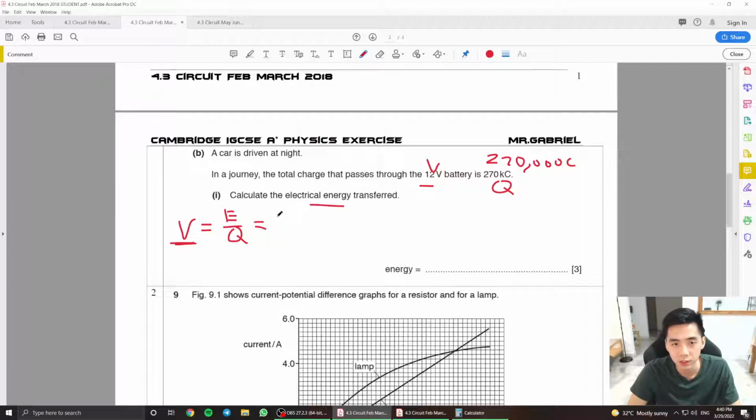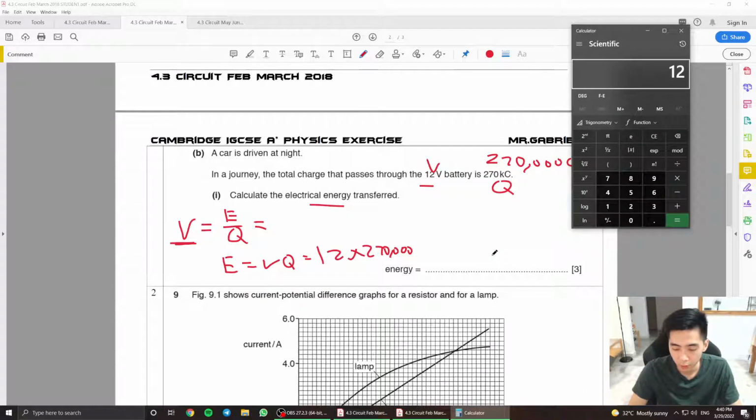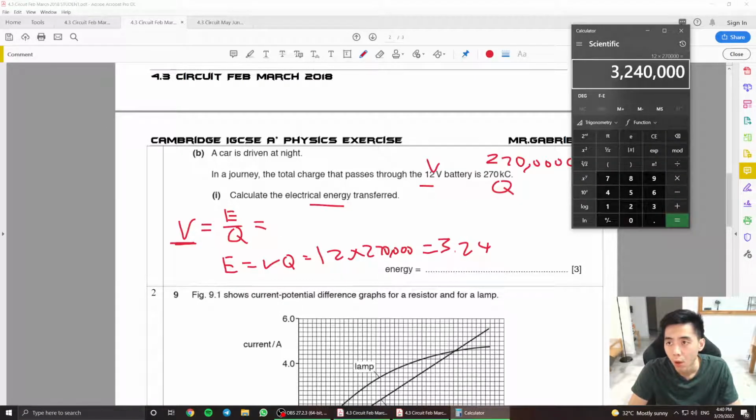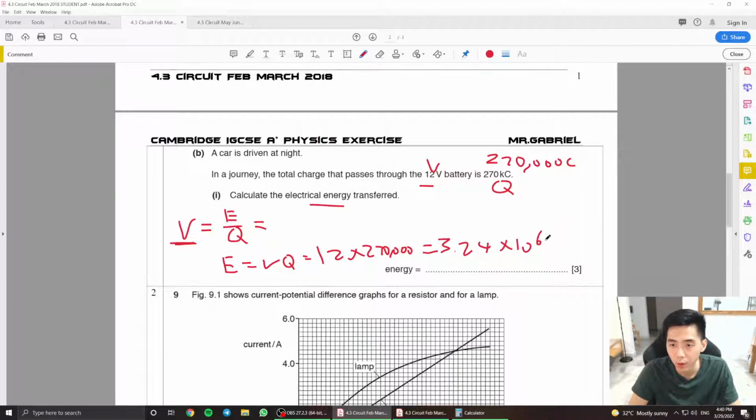So in this case here, it will be E equals to V times Q, which is 12 times 270,000. You'll get 3 million, which I'm going to change to the standard form, 3.24 times 10 to the power of 6 joules. 3.24 times 10 to the power of 6 joules here.